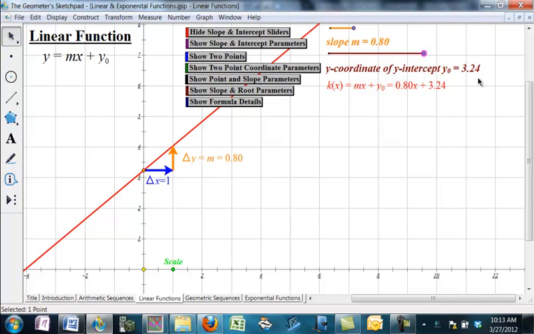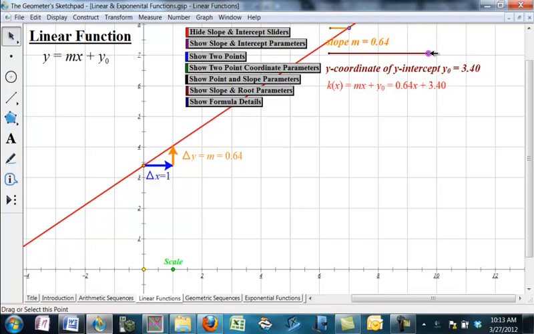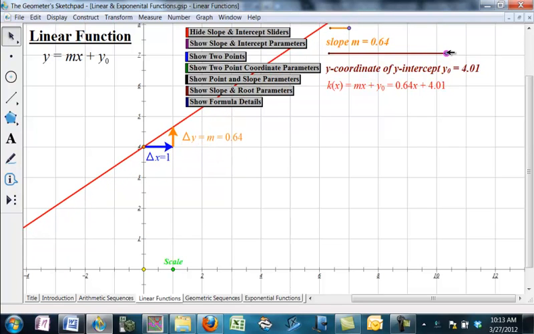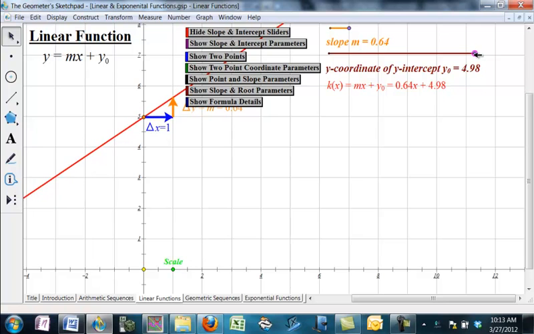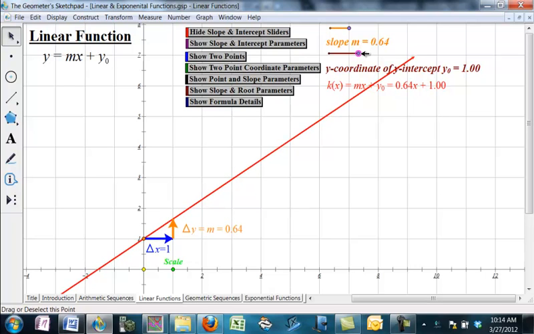Right now it's 3.24. If I leave that fixed, let's make it something nice like 4 if I can make it. Or maybe 5. Let's make it 5. Okay. No, I don't like that. That's too high. Let's get it down here. Let's just make it 1. Okay, so it's 1. And then now let's change the slope.